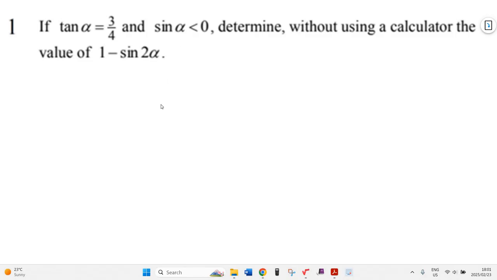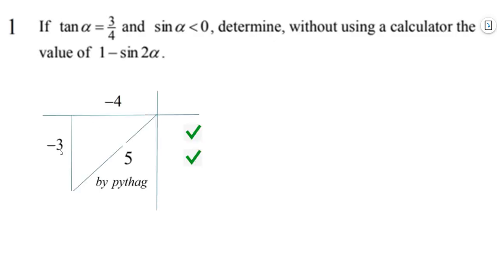Some people like to use the tick method, and they tick off the first and the third, and they tick off the third and the fourth, and the third is what they have in common, where the tangent is positive and the sine is negative.